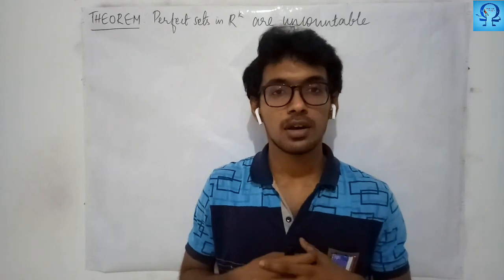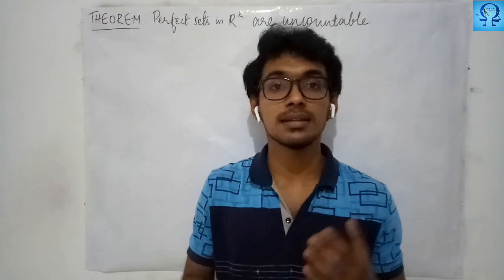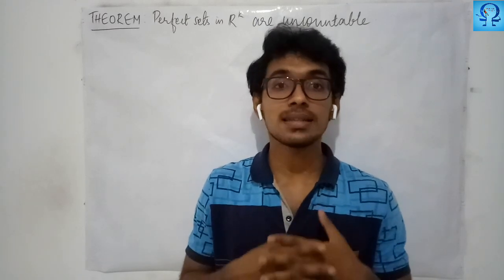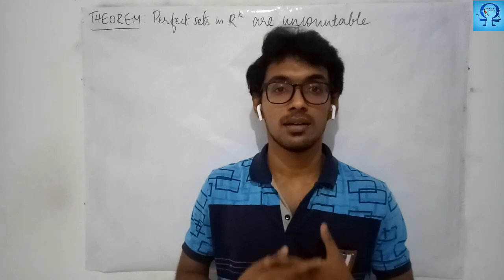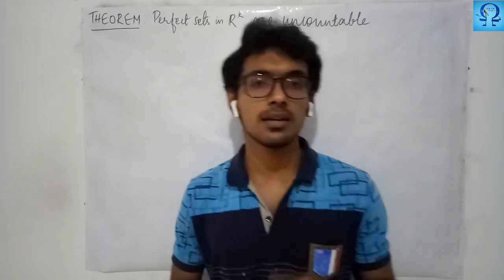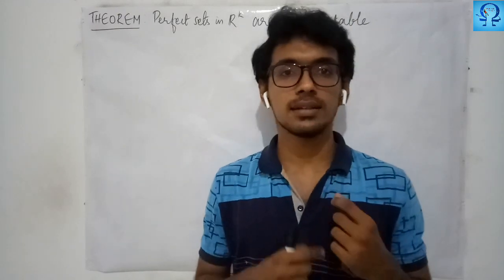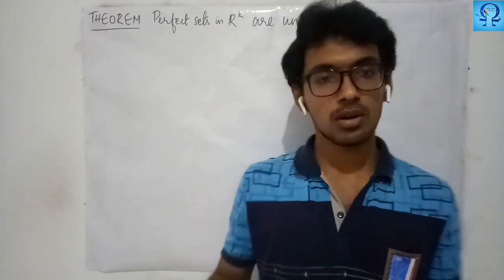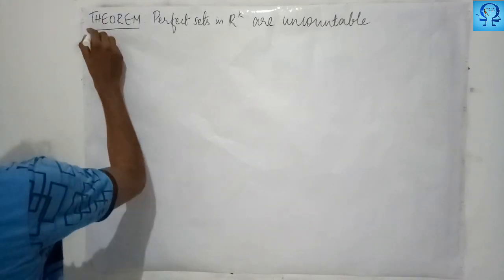Here we are going to consider non-empty sets in Rk, which means under the Euclidean metric. On Euclidean space we are going to take some non-empty perfect set and prove that the set is uncountable. Okay, let us start the proof.